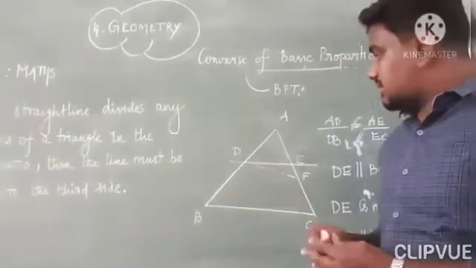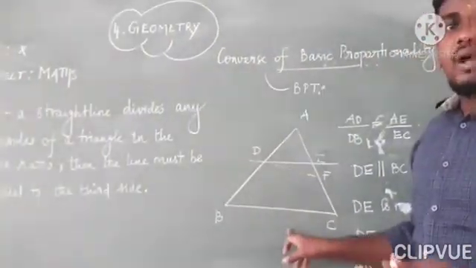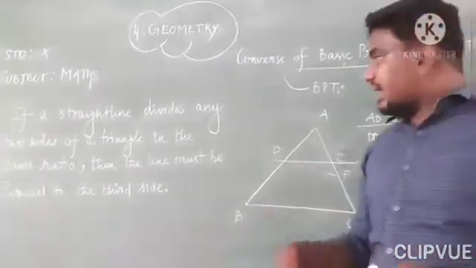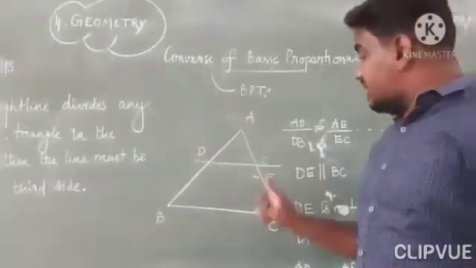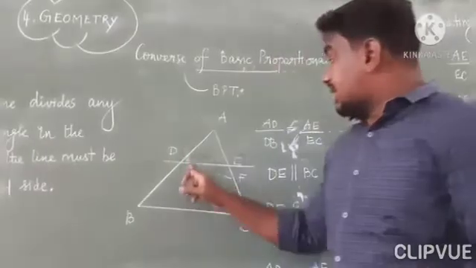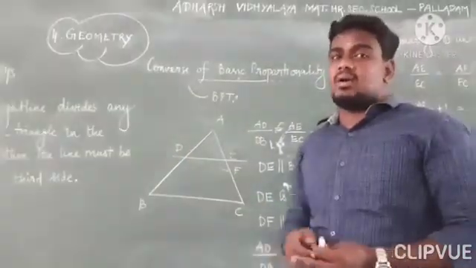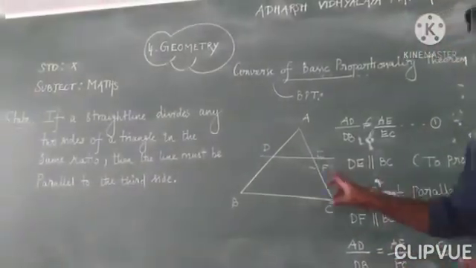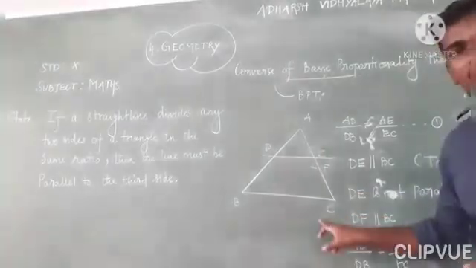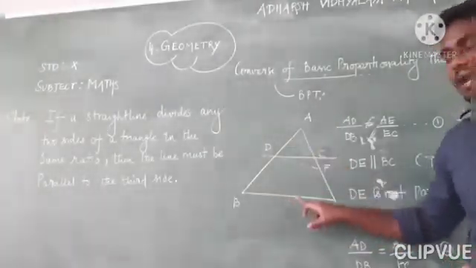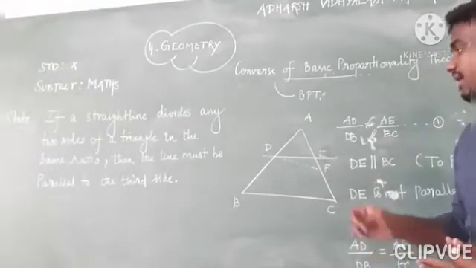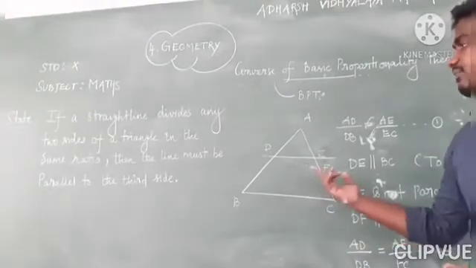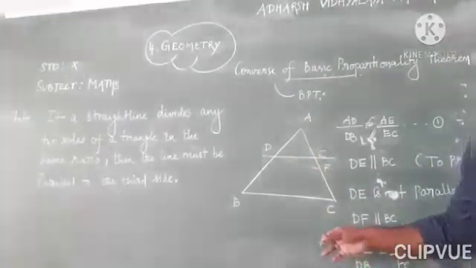Actually, the main theorem is that DE is parallel to BC, and we have to show AD by DB equals AE by EC. But in the converse part, AD by DB equal to AE by EC is given, and we have to show DE is parallel to BC. This is the converse part. So for the statement and construction, we construct DF which is parallel to BC, because DE is not parallel to BC, we assume that. After that, DF is parallel to BC. Therefore, DE is also parallel to BC.